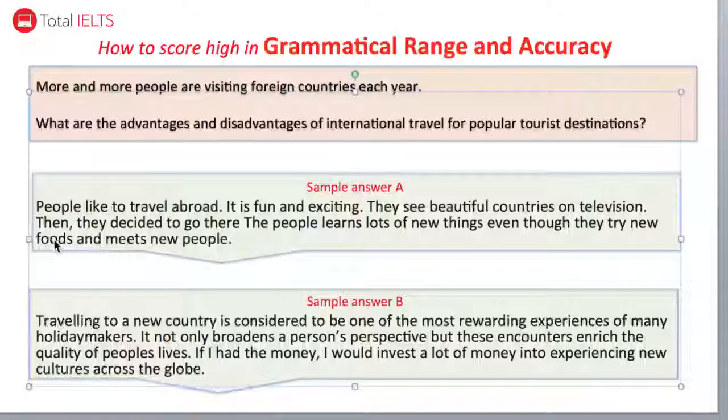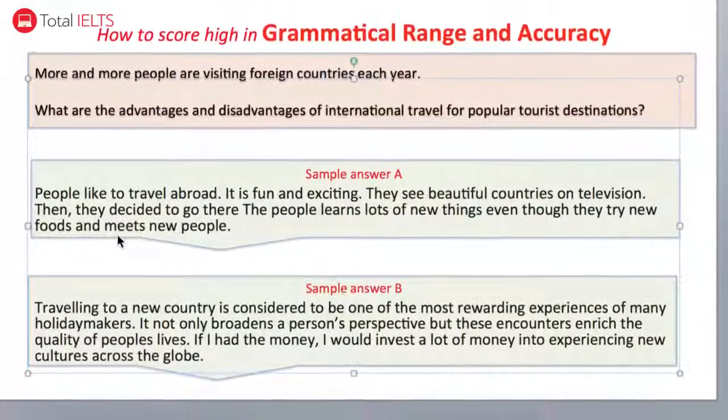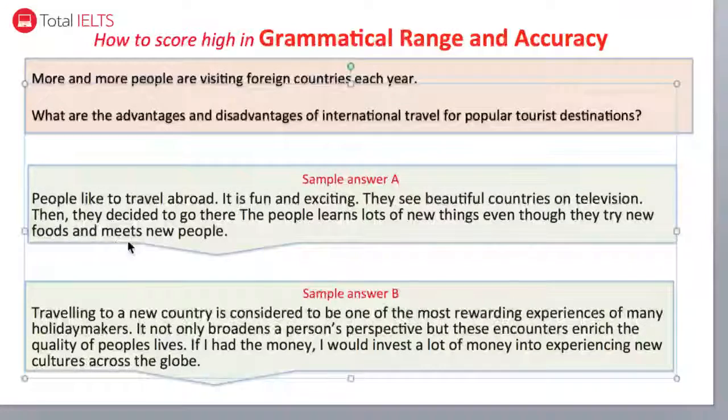And there's no one way of improving your grammar. So the best thing to do, I think, is just to constantly expose yourself to as much English as possible to improve. The second sample answer here is: traveling to a new country is considered to be one of the most rewarding experiences of many holidaymakers. So traveling to a new country is considered to be plus ed. That's nice. One of the most rewarding. It's the superlative. Excellent.